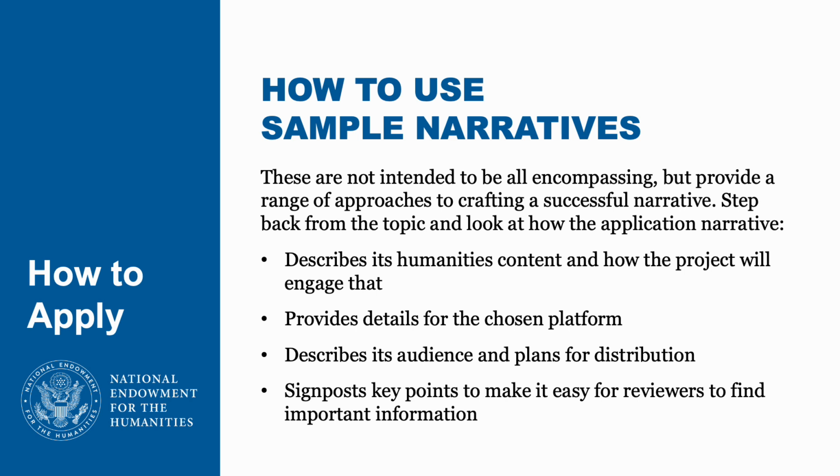As you read them, don't focus on the topic, but rather step back and look at how the narratives do the following. How do they describe the humanities content and how the project will engage it? How do they provide details for the chosen platform? How do they describe their audience and plans for distribution? How do they signpost key points to make it easy for reviewers to find important information?